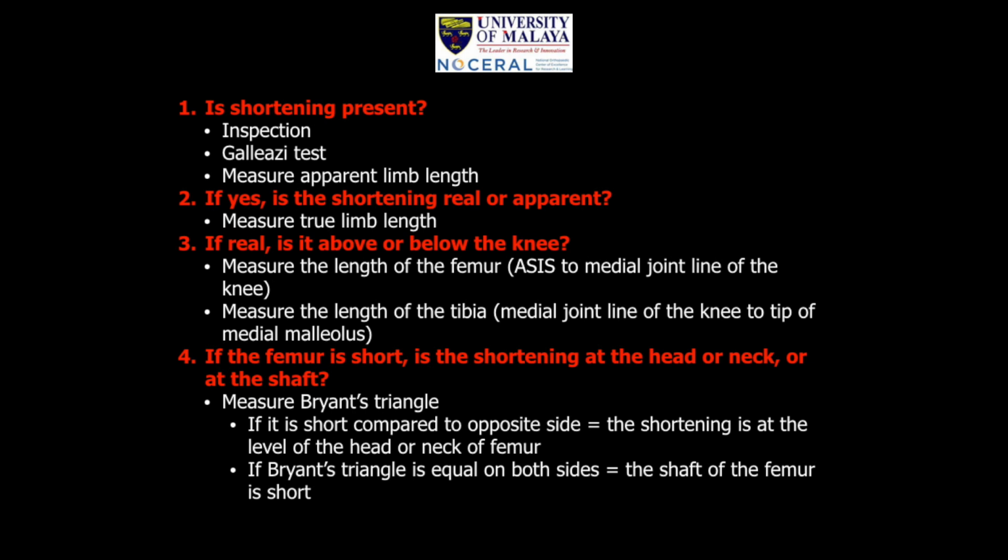To answer this question, you should measure the true length of the femur and the true length of the tibia of both legs and compare. If a shortening of the femur is found, you need to measure Bryan's triangle to determine if the shortening is below or above the trochanteric line.